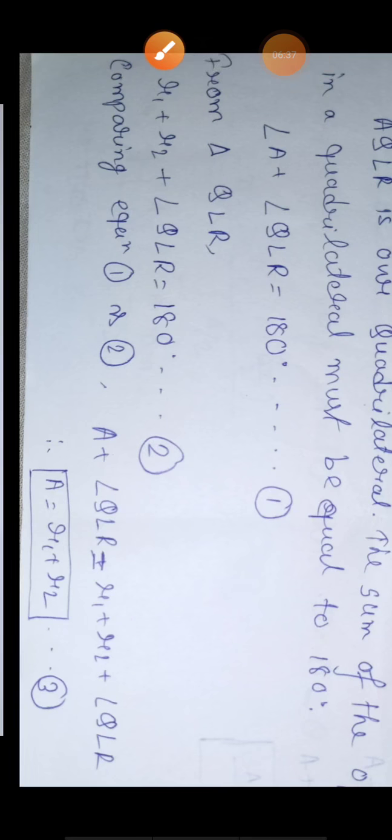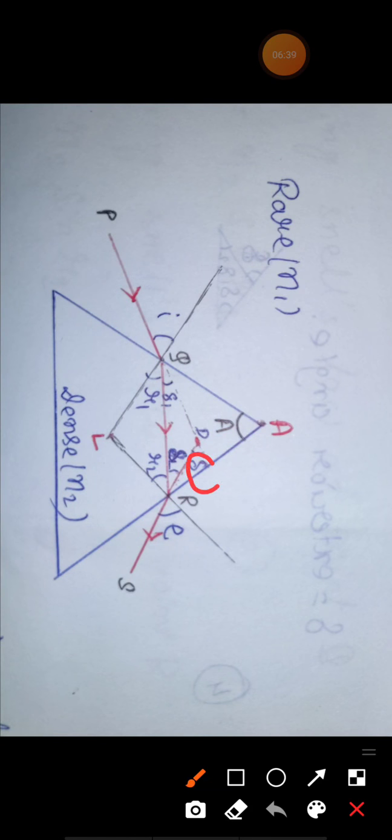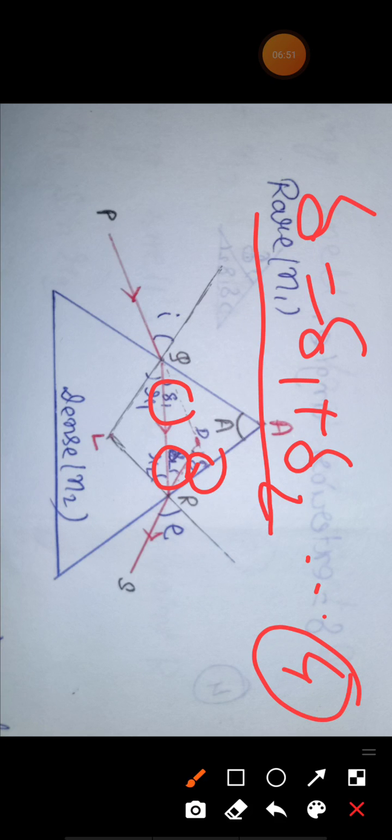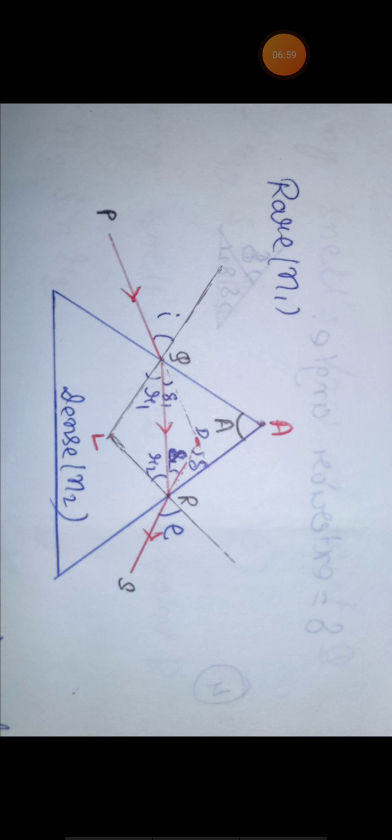So this delta is equal to delta 1 plus delta 2, from this triangle. Delta is equal to delta 1 plus delta 2. So this is equation number 4. So what will we do? We will find out the value of delta 1 and delta 2, and then put the values of delta 1 and delta 2 in this equation.